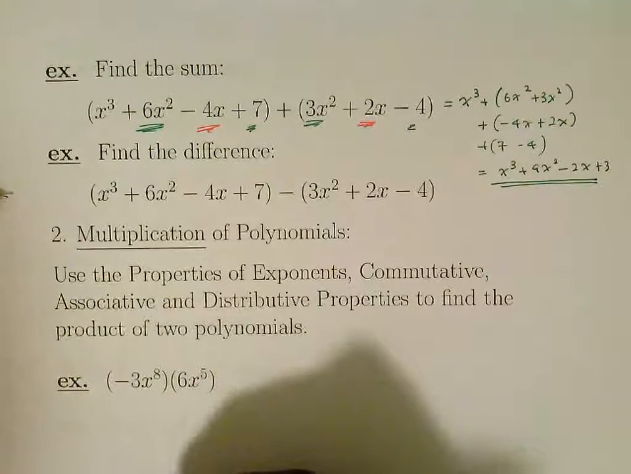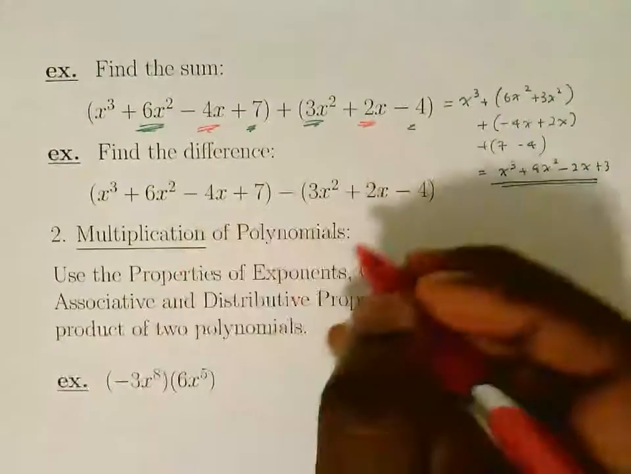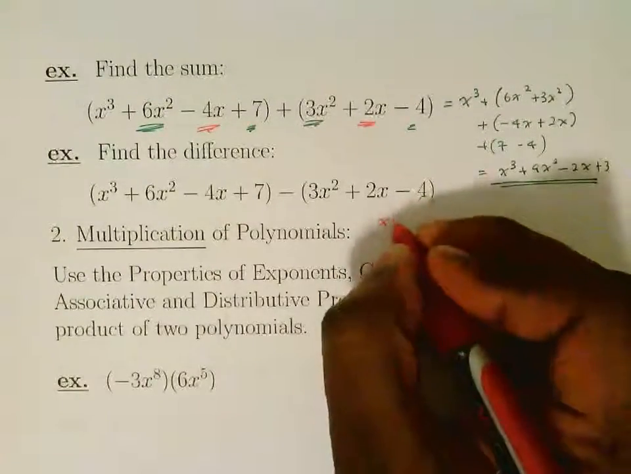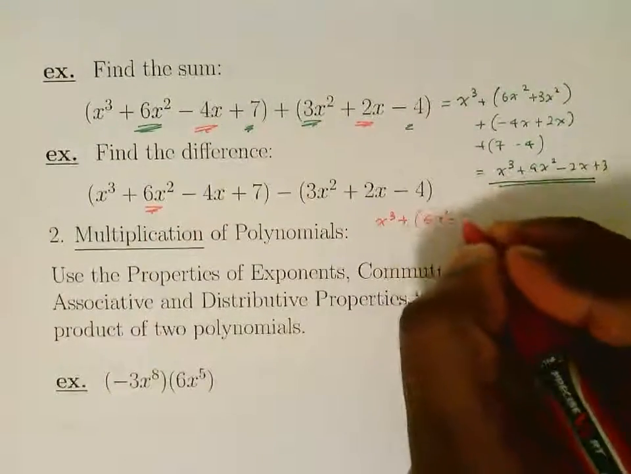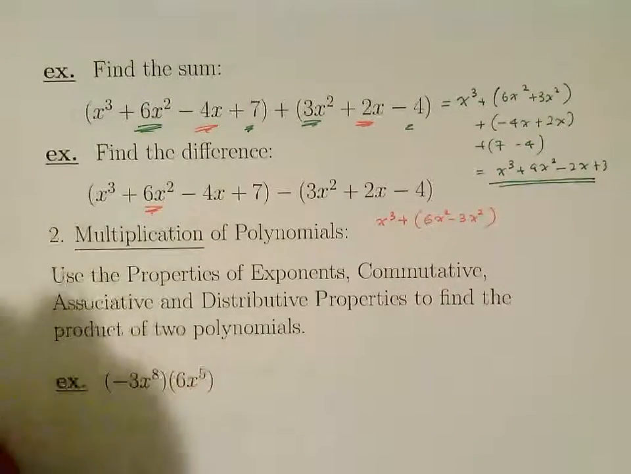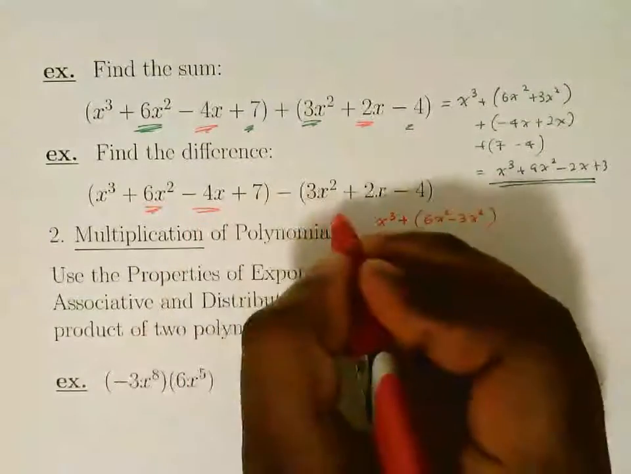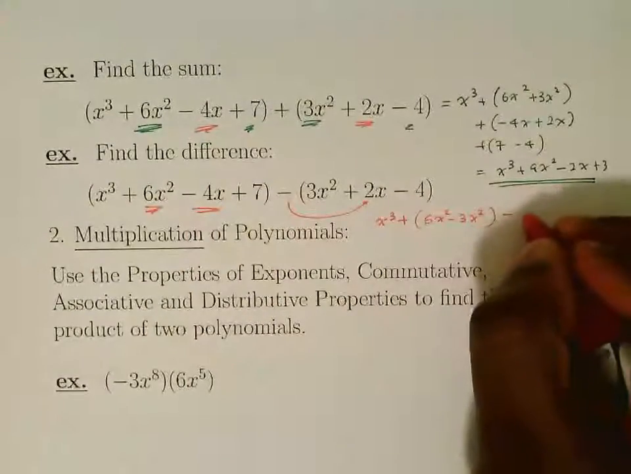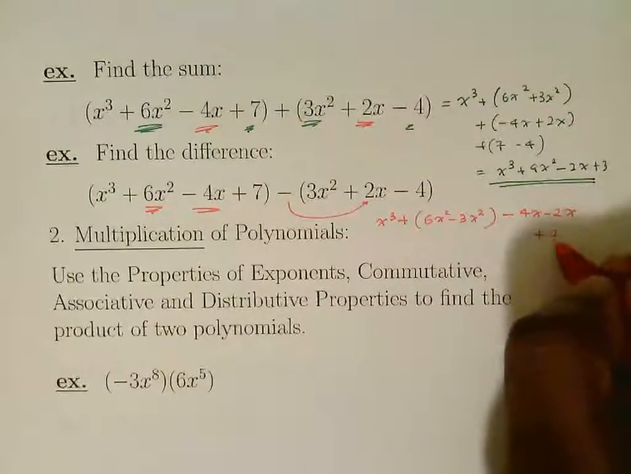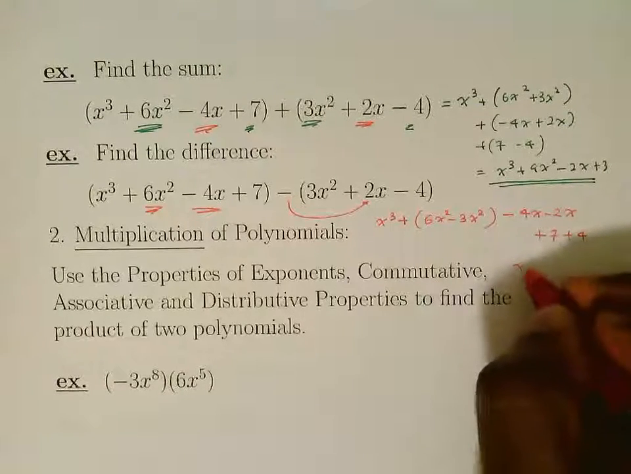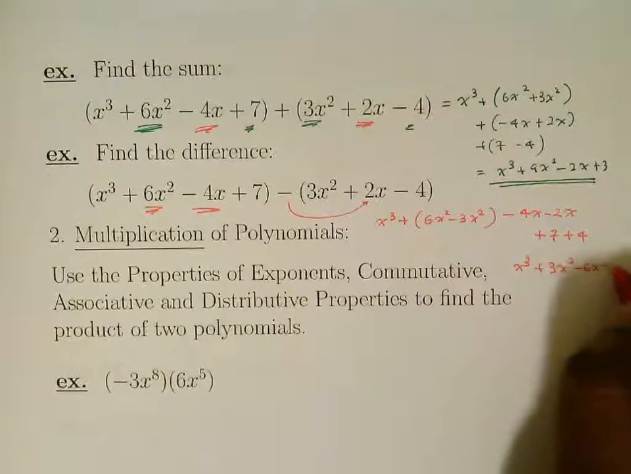Okay, and let's find the difference. The same principle goes. Just combine the like terms. So x cubed plus 6x squared minus 3x squared, and then minus 4x minus 2x, and then plus 7 plus 4. So that would be x cubed plus 3x squared minus 6x plus 11.